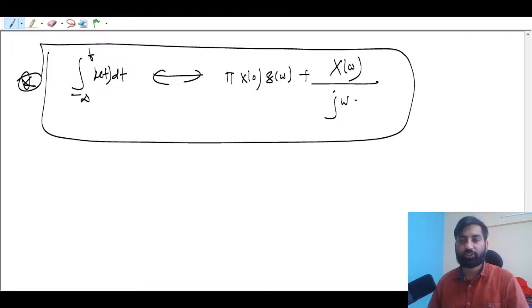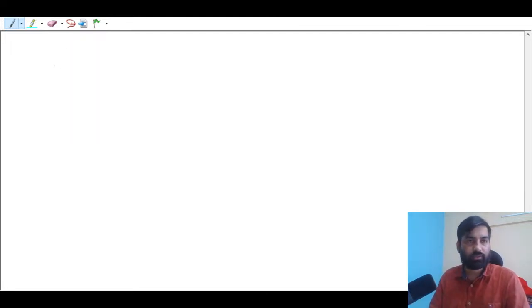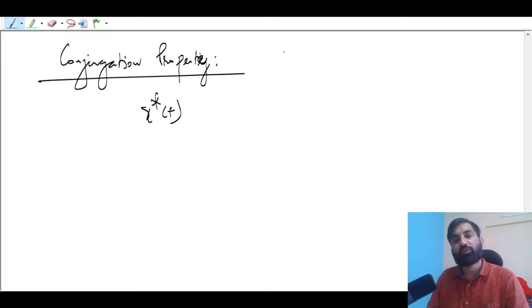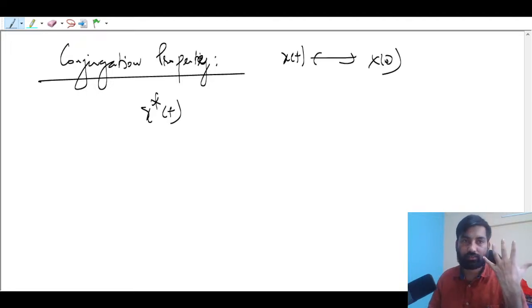So if you conjugate a time domain signal, right? Conjugation property. Suppose you are conjugating x conjugate of t. Suppose x(t) has the Fourier transform X(omega), right? So x conjugate of t will have what?